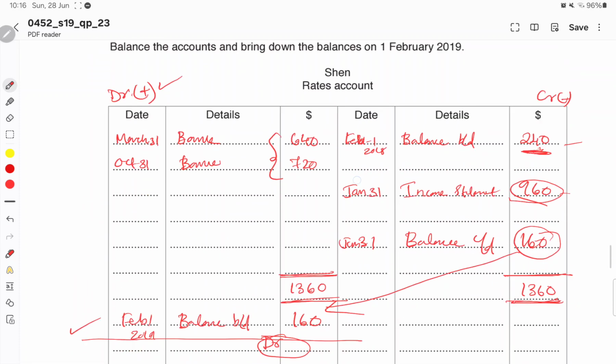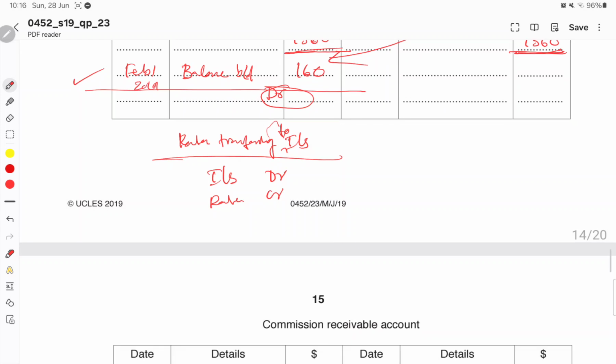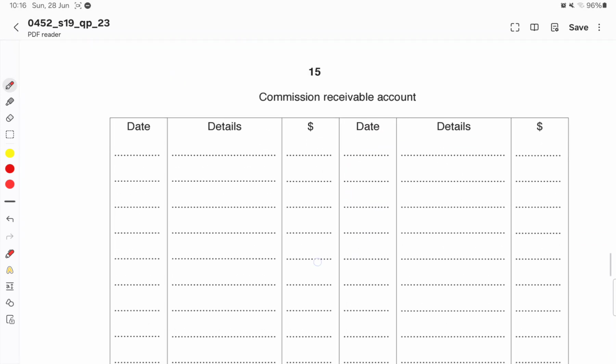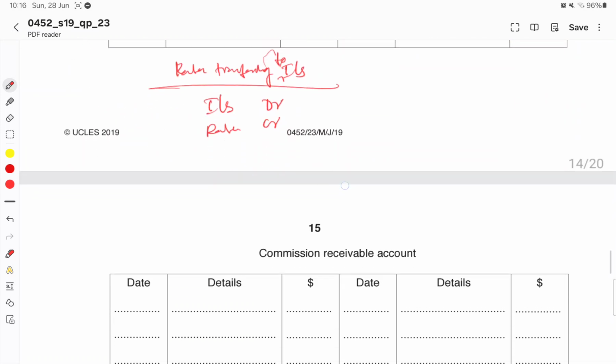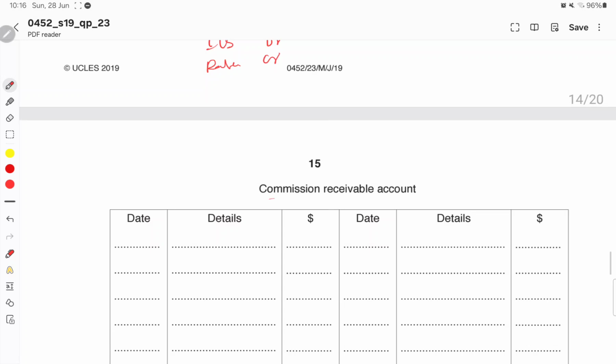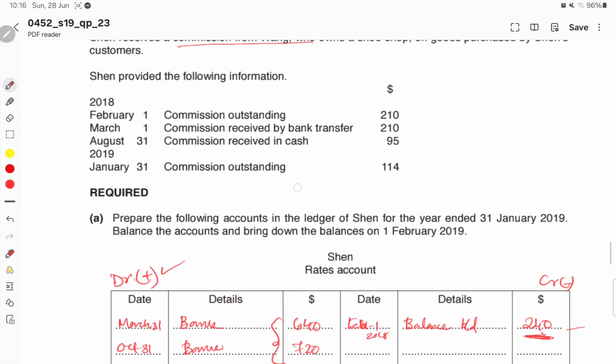Okay, so this is the entry for the rates account. Now we are going to the commission receivable account. It's an income account. Commission receivable means it is an income. So credit side will be plus, debit side will be minus. Okay, now let's see.